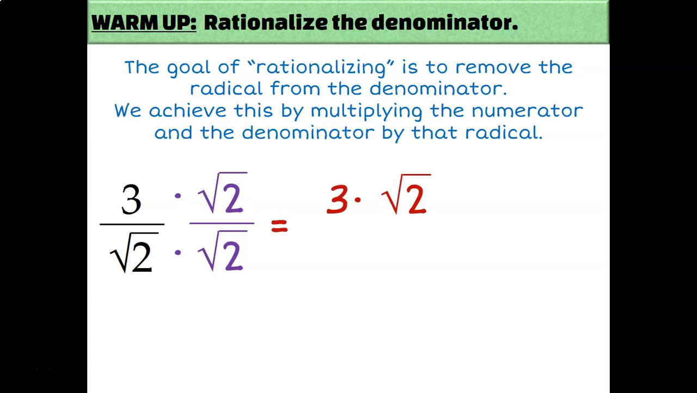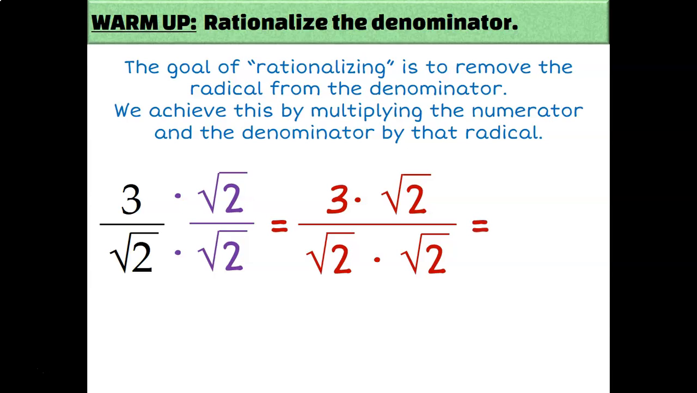So on top, I just have 3 times the square root of 2. And on bottom, I have the square root of 2 times the square root of 2. Well, since those are both square roots, I can combine the numbers under the radical, and that would become the square root of 4, because 2 times 2 is 4. And the square root of 4 is 2.